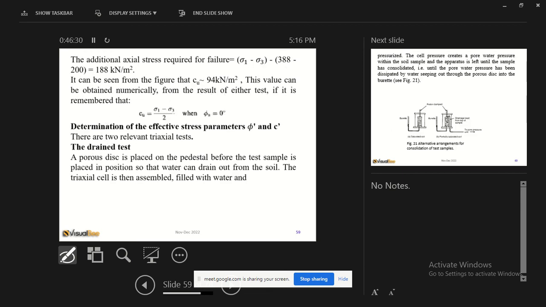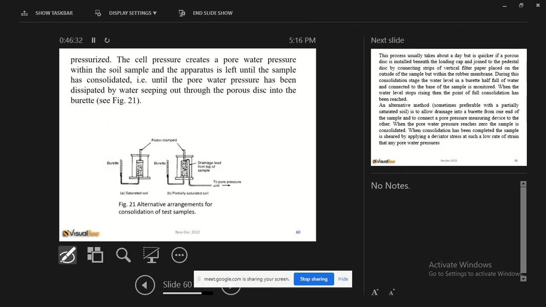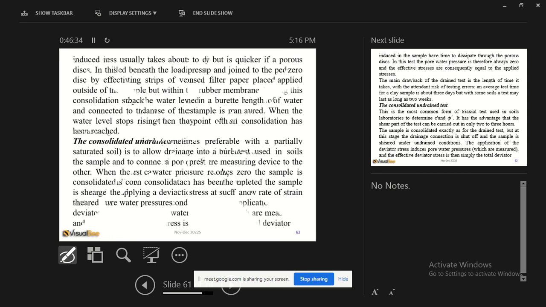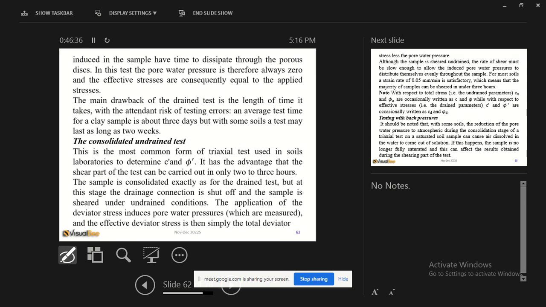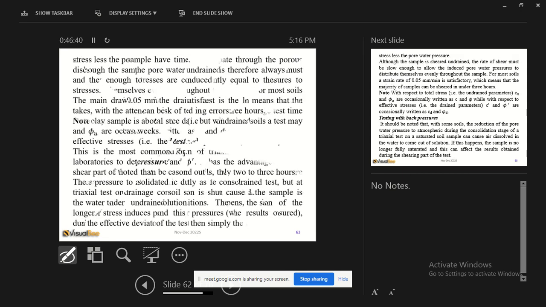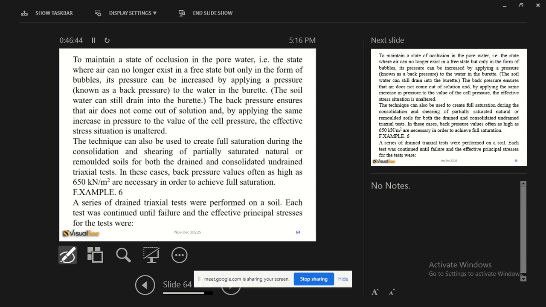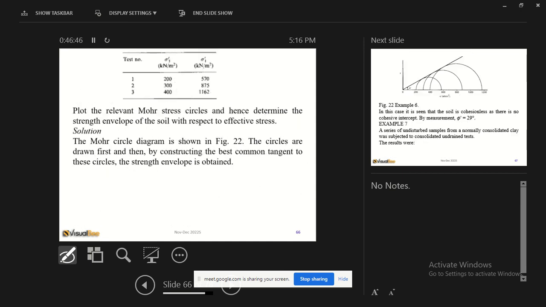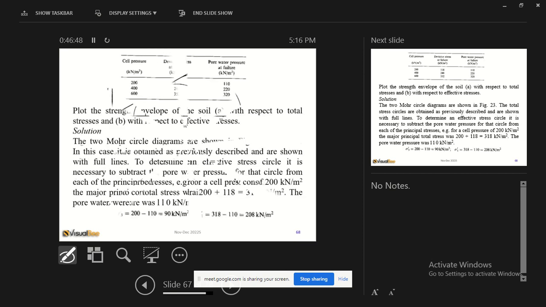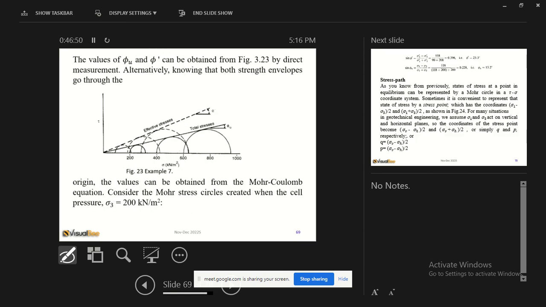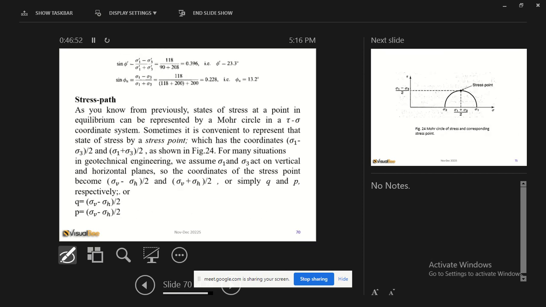Those things can confuse you. I hope there's some clarity. So the consolidated and drained testing, I think I've already said this. Testing with back pressures, I've said that. And so that's everything about the test. The rest you read for yourself.